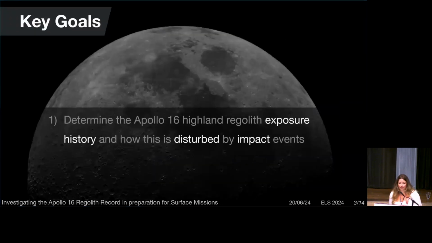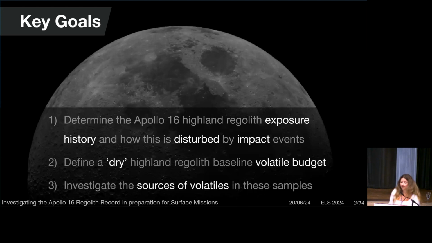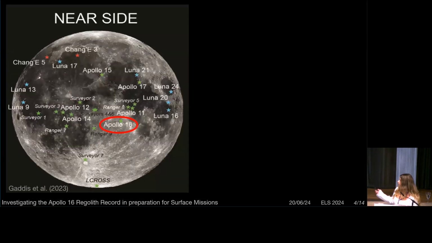So looking at the Apollo 16 regolith, we have three key goals. We want to determine the Apollo 16 Highland regolith exposure history and how it has been disturbed by impact events, define a dry Highland regolith volatile budget, and investigate the sources of volatiles in these samples.